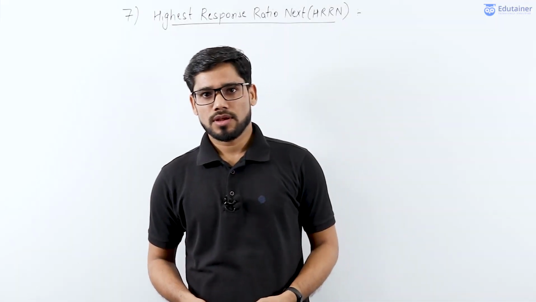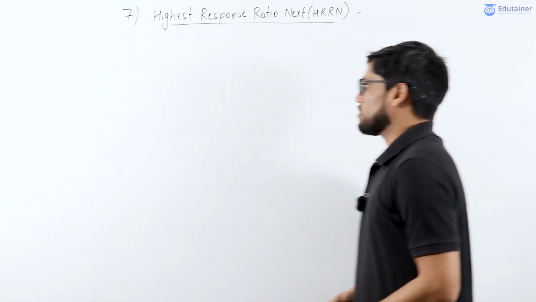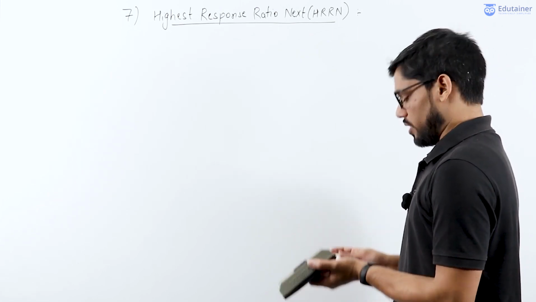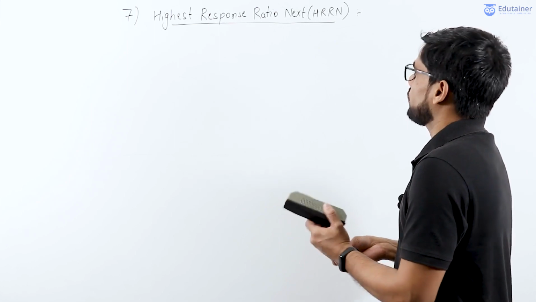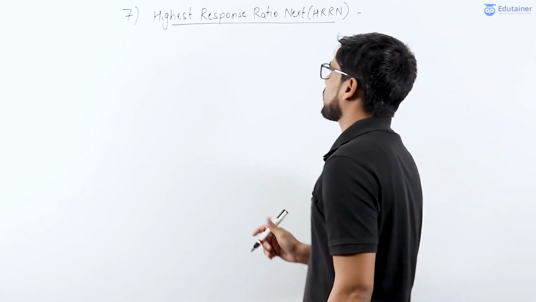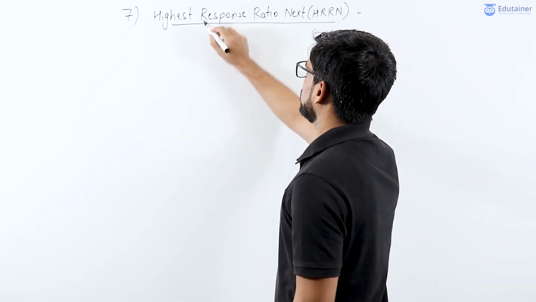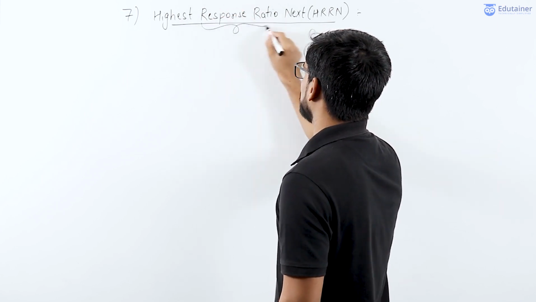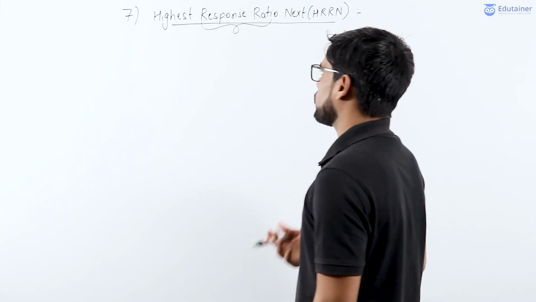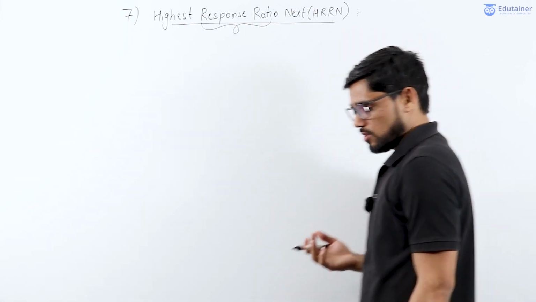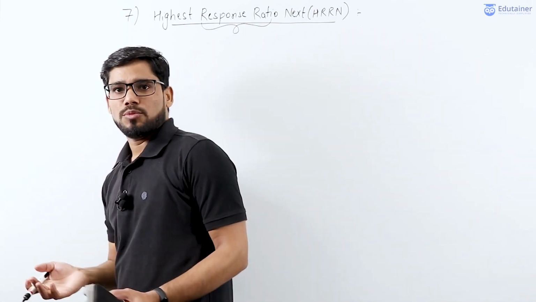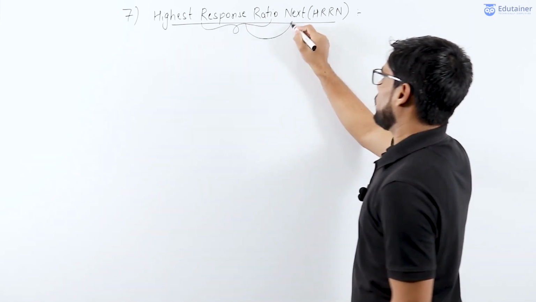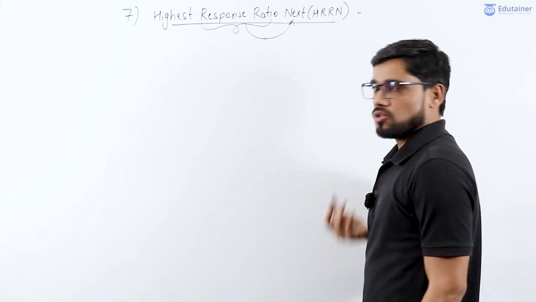Hello everyone. Let's take the next CPU scheduling algorithm, highest response ratio next. In this algorithm, we are going to find a new criterion called the response ratio. Every time a process is to be scheduled to the CPU, before scheduling, we find this response ratio. That's why it is response ratio next.